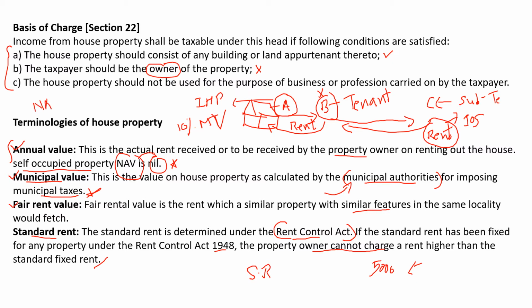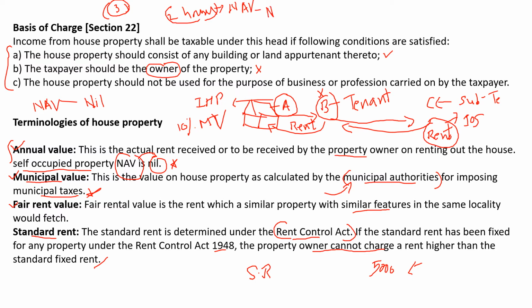Here, see, the NAV of a self-occupied property is nil. And if a person has more than two houses, say he has three houses, and these three houses are used by him for residential purpose, even then he will not get the exemption for all of them. That means the NAV will not be taken as nil. The income tax provision says only for two houses the net annual value will be taken as nil.